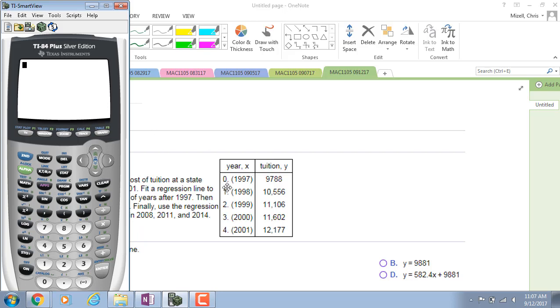So to enter these basically ordered pairs, X equals 0, Y equals 9,788, you want to press the Stat button. After you press the Stat button, number 1, we want to edit a couple of lists. So you can press number 1 or simply press Enter since it's on 1 for edit. So basically the Stat button followed by the number 1 takes you where you want to go, where you see the L1 at the top and the L2 at the top of the next column.